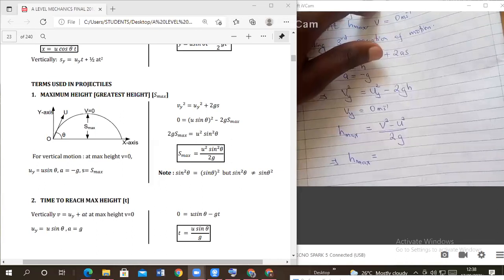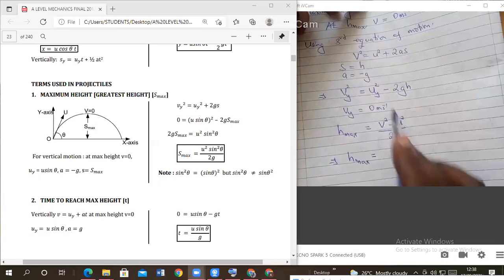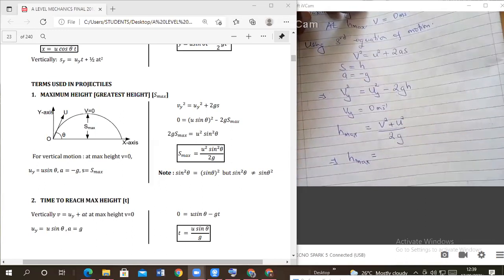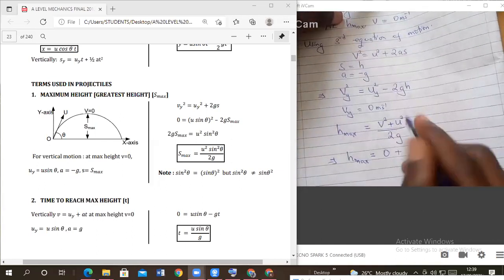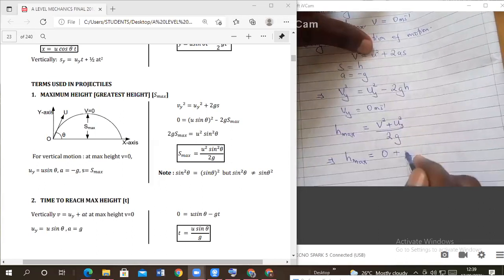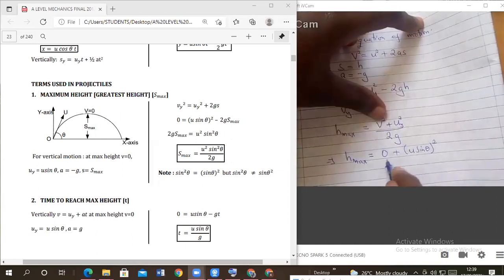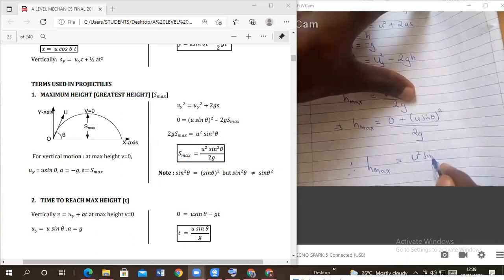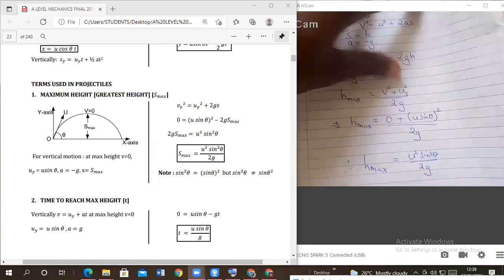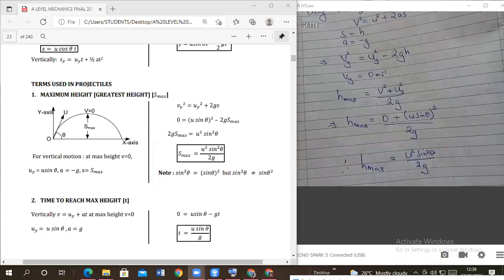So our H max equals the final velocity, which is 0, and when I bring this one over it should be plus. So 0 plus, what is our Uy? Uy is u sine theta, squared, over 2g. Therefore our maximum height will be u squared sine squared theta over 2g. Have you seen it?